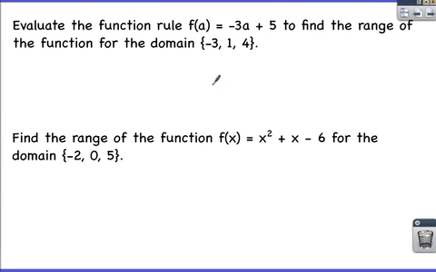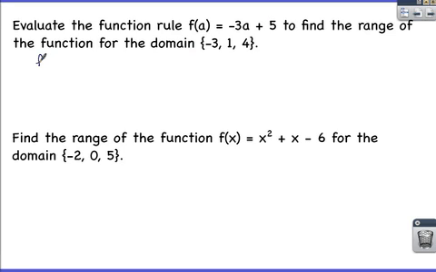Evaluate the function rule f of a equals negative 3a plus 5 to find the range of the function for the domain negative 3, 1, 4. This is very similar to the problem that we just did, but they just didn't give us a table to fill out. They are telling us that the domain, or x coordinates, or input values that we should use are negative 3, 1, and 4, that it is a function, and that the rule for that function machine is negative 3a plus 5.